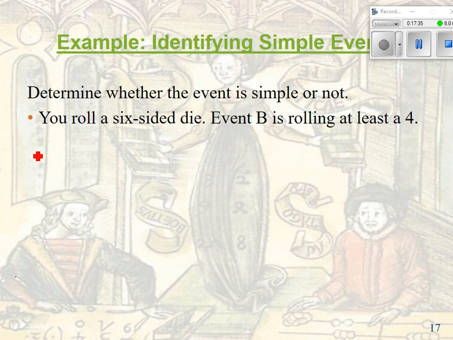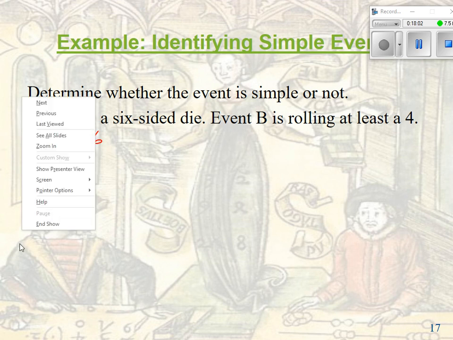Identify if each event is simple. Determine whether you roll a six-sided die, event B is rolling at least a four. Would that be simple? What could you get? At least a four. Oh, so you get anything more than four, so 4, 5, 6. That's not going to be simple because you're looking at three different things that could happen.